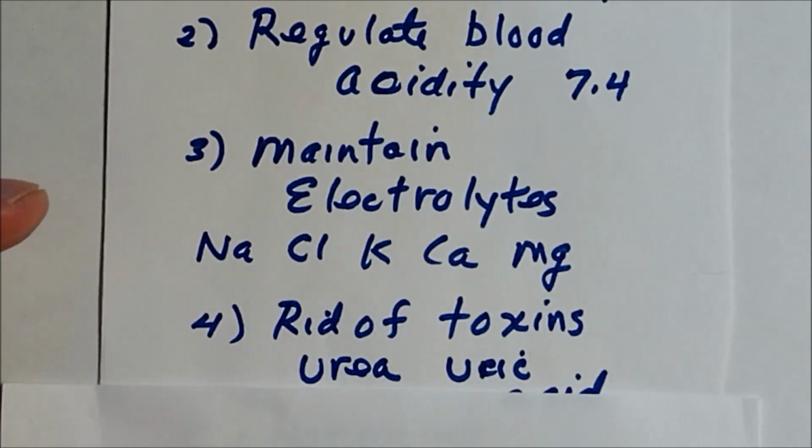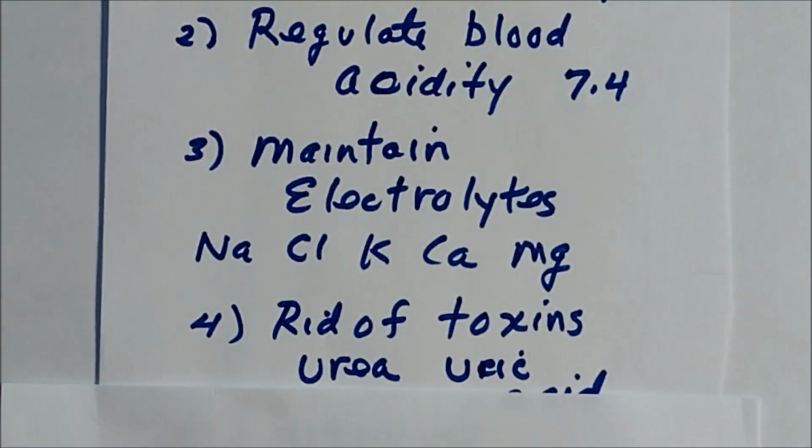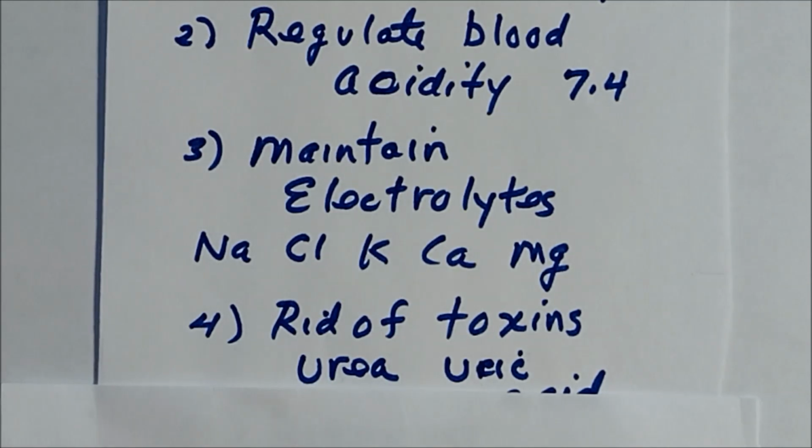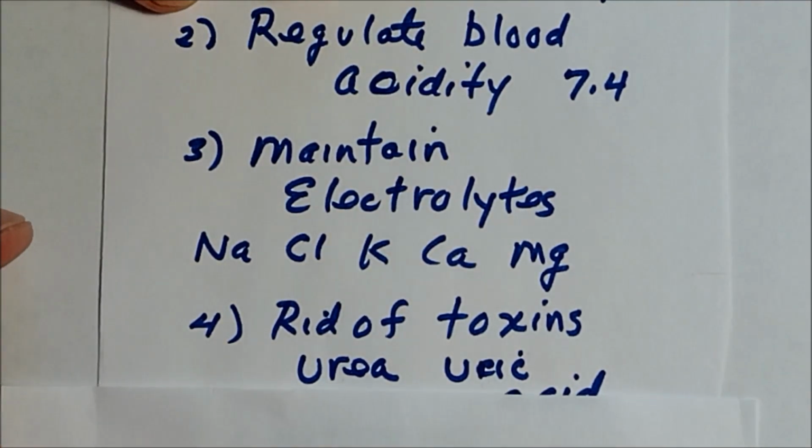The kidneys also have to get rid of waste products made by the body cells, and these are primarily urea and uric acid. All right, these are nitrogen-containing compounds from a breakdown of proteins, and they must be gotten rid of in the urine. Okay.